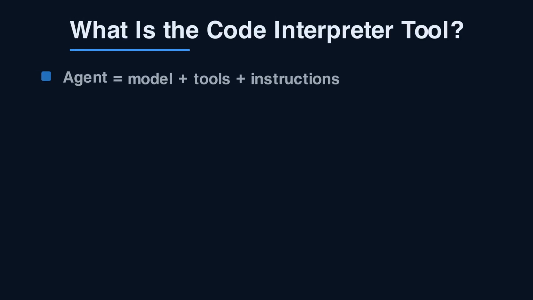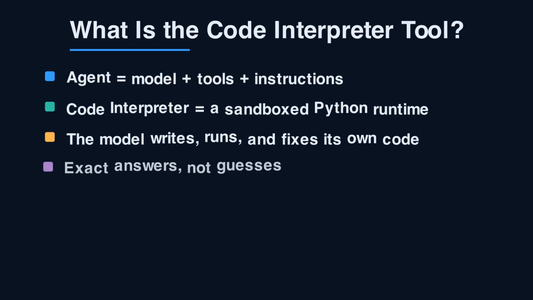First, the concept. An agent is a language model, plus tools, plus instructions, wrapped in a service that manages the conversation for you. The code interpreter is one of those tools. When you attach it, the model gains the ability to write a Python program, send it to a sandboxed environment that Azure hosts, run it, see the output or any error, and even fix its own code and try again.